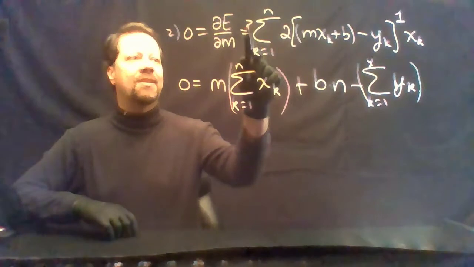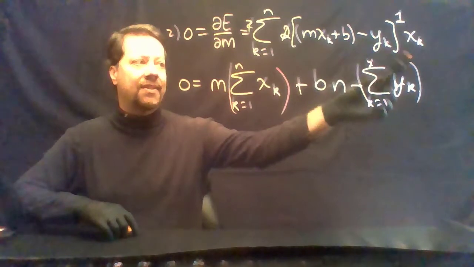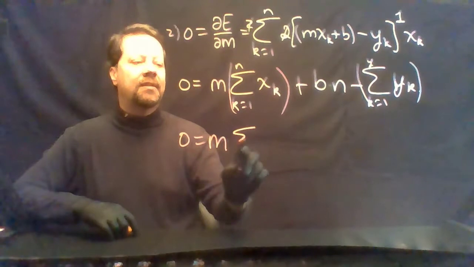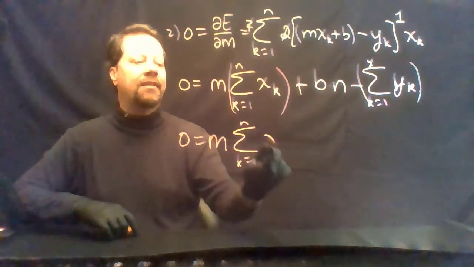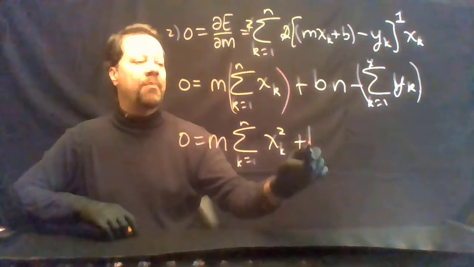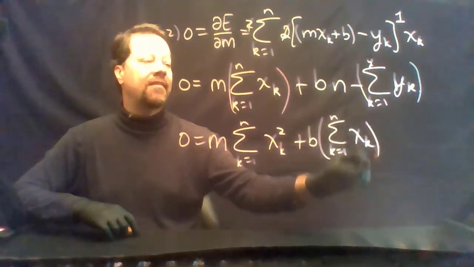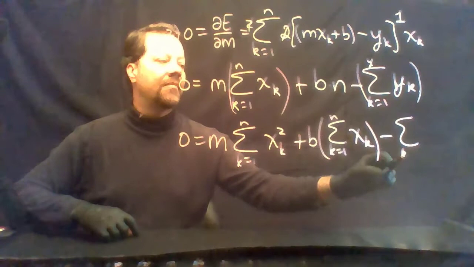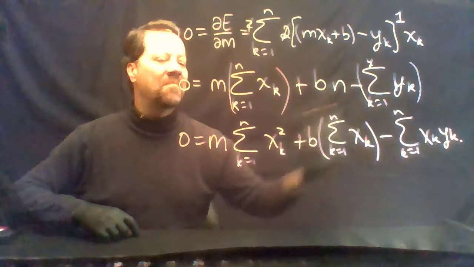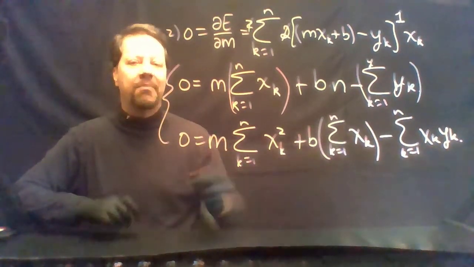On the other equation, we can still factor the 2 out and then cancel it off. But we must also distribute the xk's to each term. We get m times the sum as k goes from 1 to n of xk squared, plus b times the sum as k goes from 1 to n of xk, minus the sum as k goes from 1 to n of xk yk. This is our two equations and two unknowns, m and b.